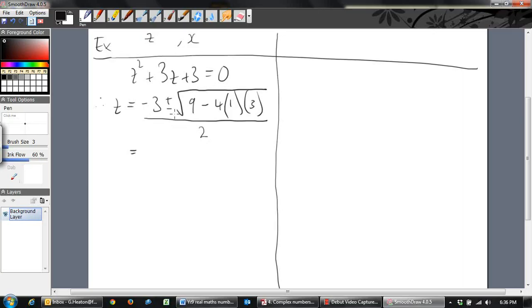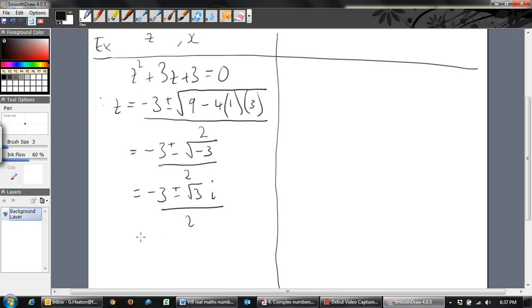So we continue. Let's just simplify that. -3 plus or minus, here we have 9 minus 12, so that is -3 over 2, and basically now we can rewrite this down. Negative plus or minus, that is the square root of 3i over 2.